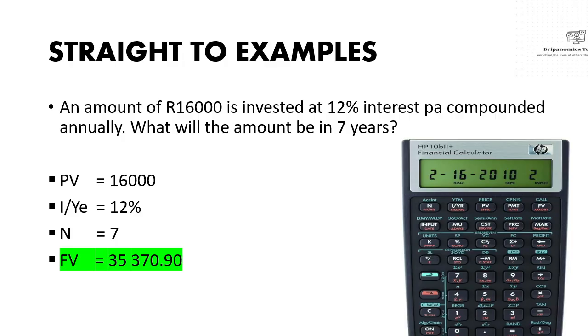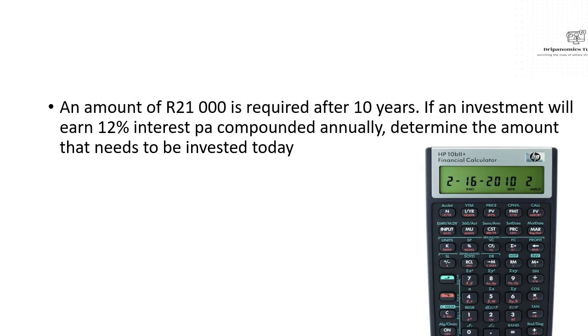Now I don't know if everyone understands, but like I said, you will switch on your mic if you don't understand, and I will repeat. Let's go on to the next question. It says an amount of 21,000 rands is required after 10 years. Already they've given you so much in that first line. We'll come back and digest it. If an investment will earn 12% interest per annum compounded annually, determine the amount that needs to be invested today.